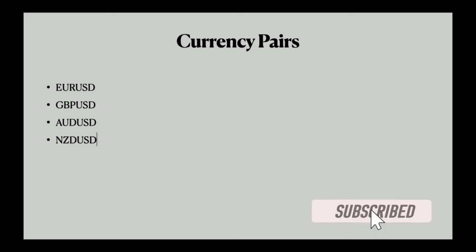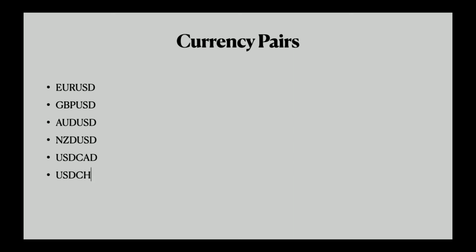The list starts with the Euro USD. We also have the Pound USD or GBP USD. We have equally Aussie USD, which is for the Australian dollar. We have NZD USD, that is the New Zealand dollar. We have USD CAD for the Canadian dollar. We have USD CHF, which is the Swiss franc. And finally, we have USD JPY, and that is the Japanese yen.